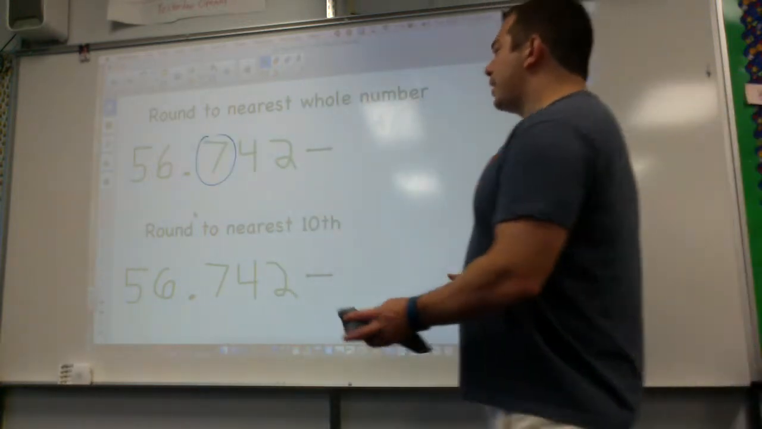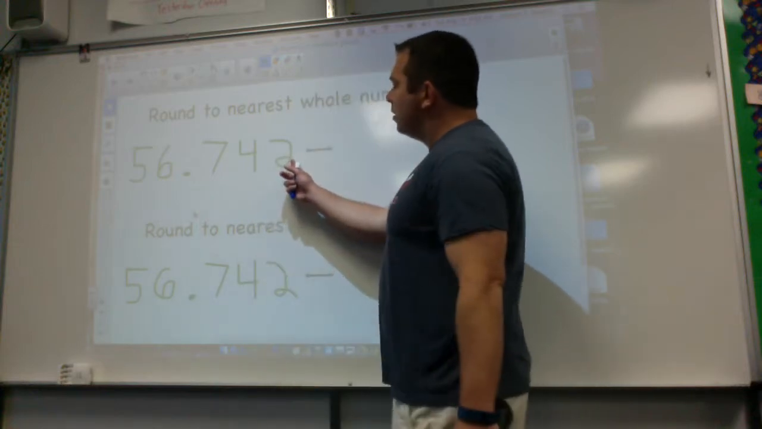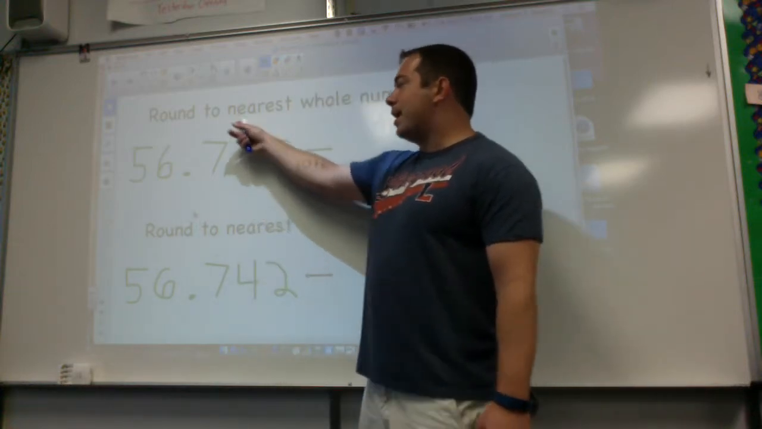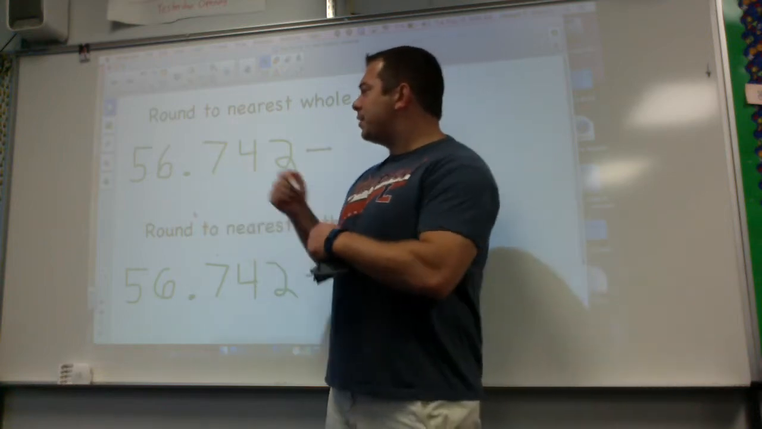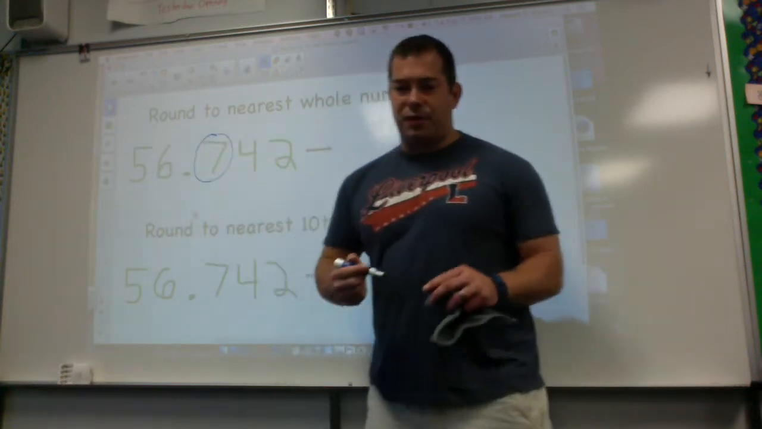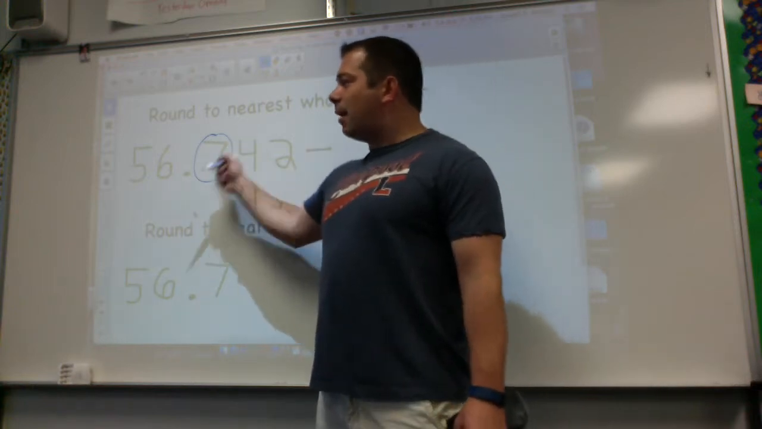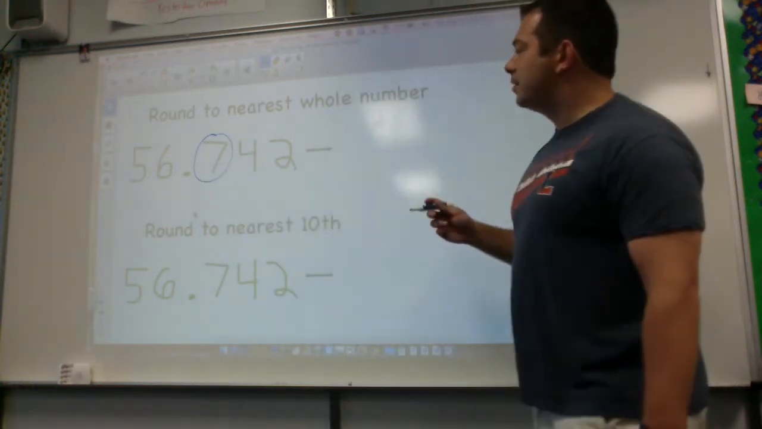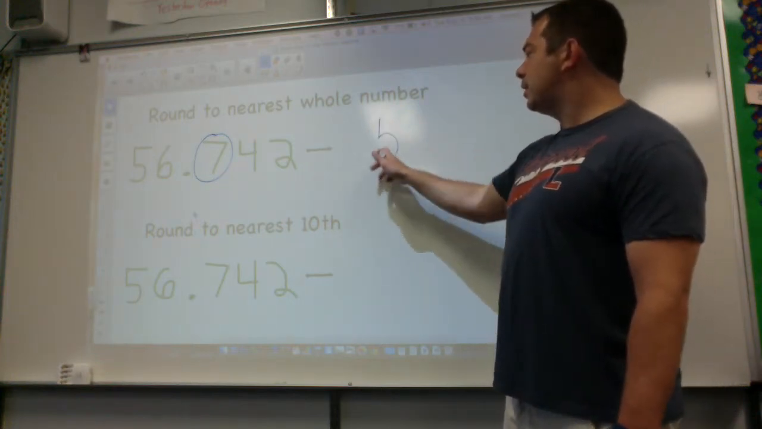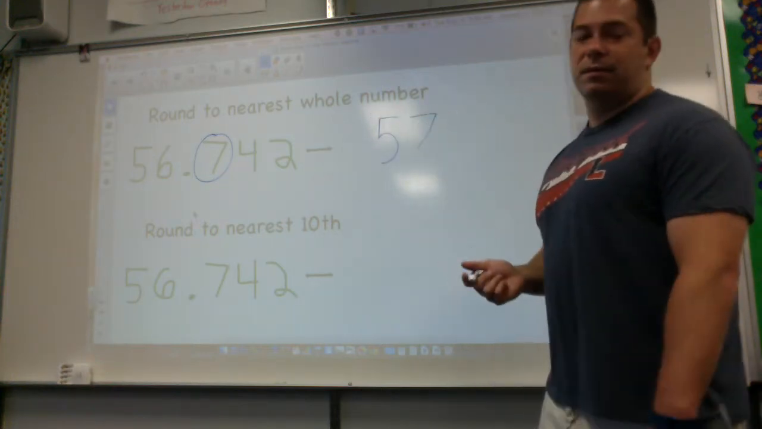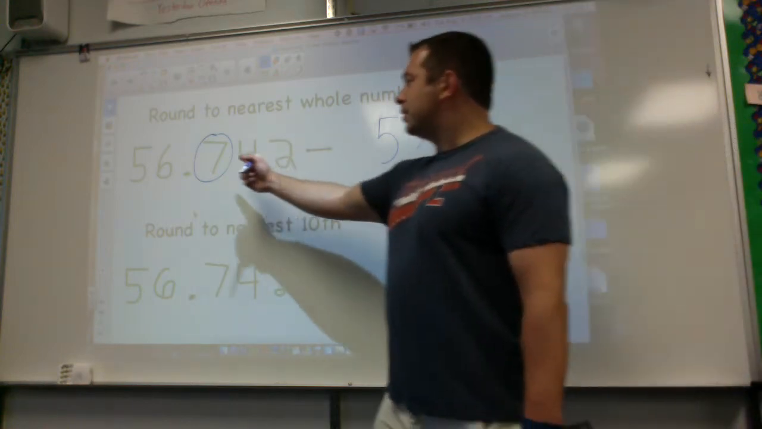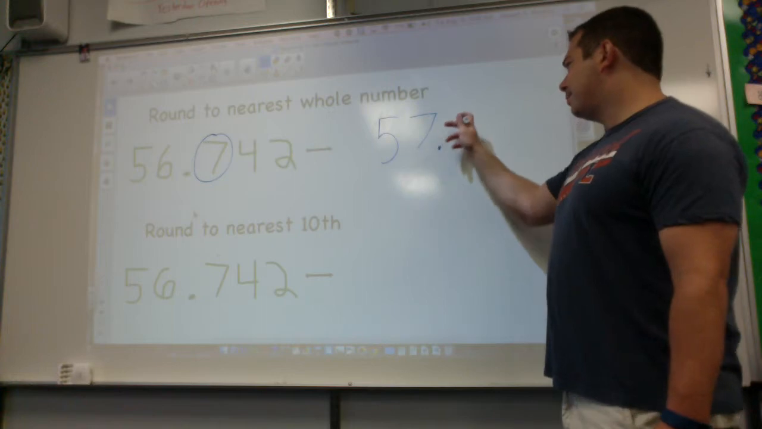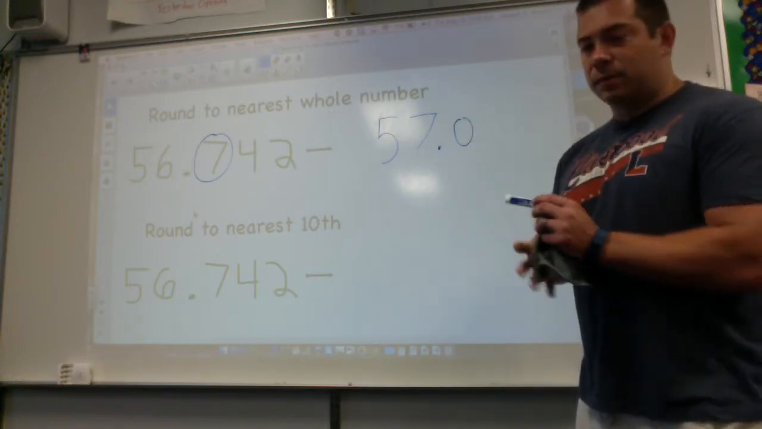Okay? So I could look all the way over here and round that 2 up. Well, that 2 would not round that up. That 4 would not round that 7 up. But I'm rounding to the nearest whole number, so I'm just going to look at the tenths right now. And that 7 is above 5. It's 5 or above. It's 7. So when I round this number to the nearest whole number, it's going to just simply be 57. Okay? Because that rounded that number up. And I don't need my decimal point here, although I could put that, but I don't need to.